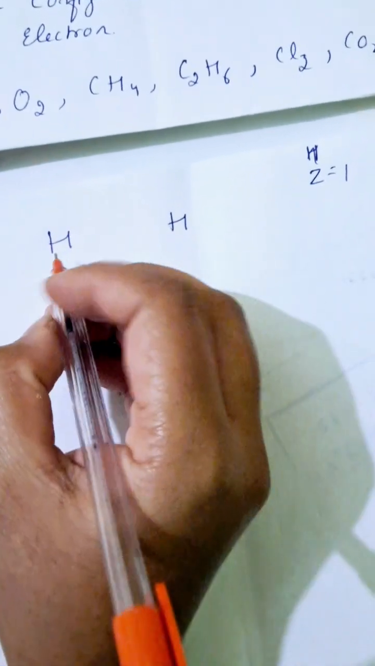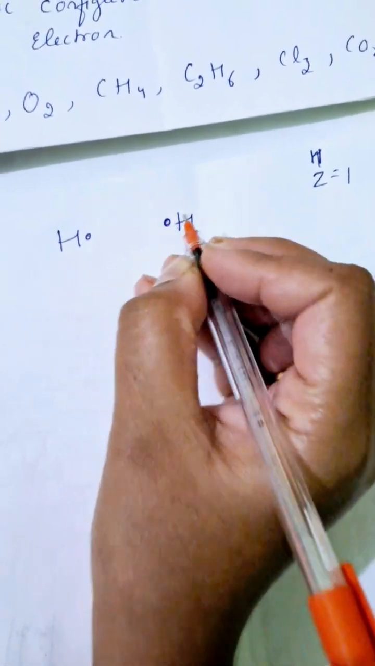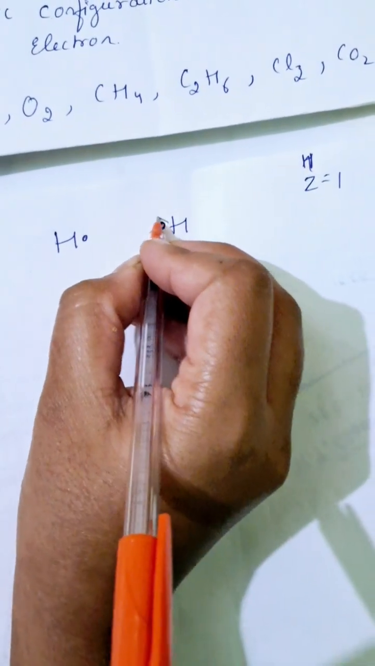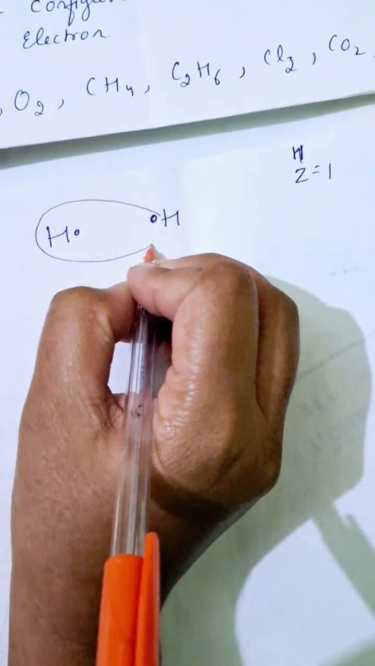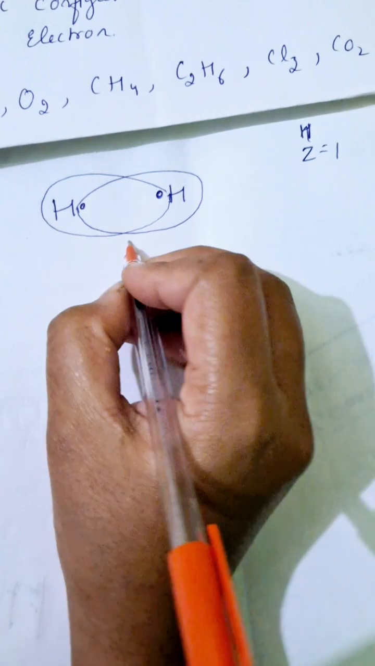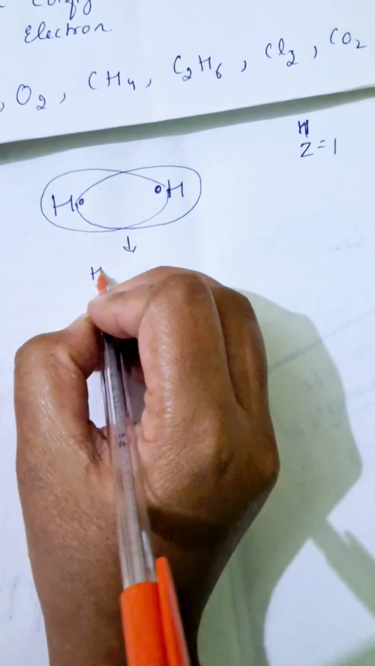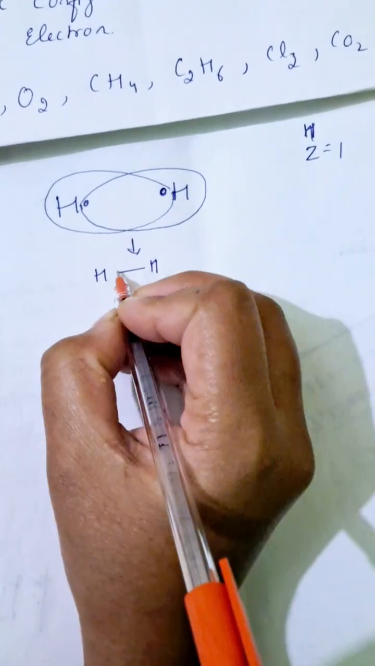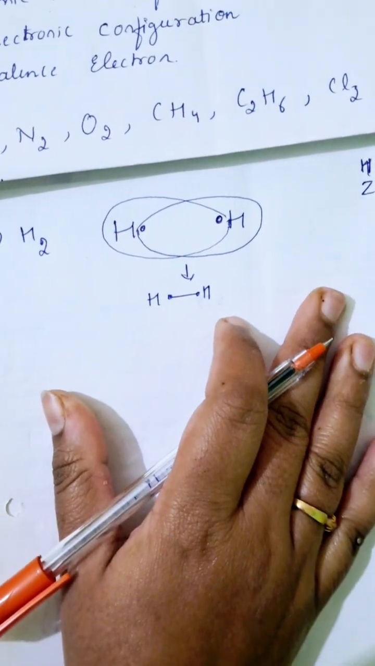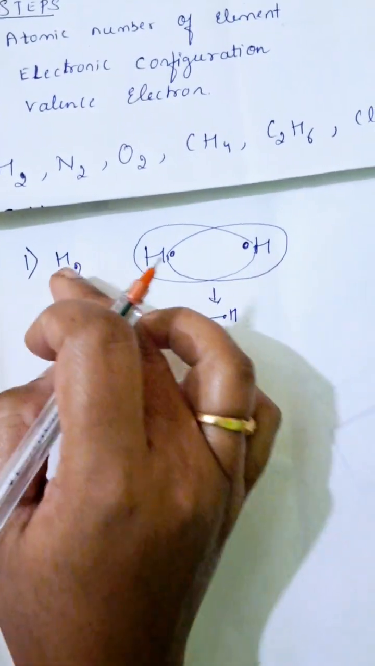Each hydrogen already has one valence electron and requires one more electron to be satisfied. Therefore hydrogen will share its electron with the neighboring hydrogen atom and they will form a bond like this. We can also represent this as one single covalent bond between the two hydrogen atoms. So this is the dot structure for hydrogen.